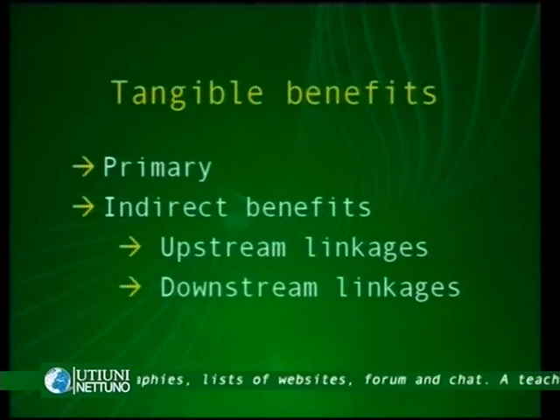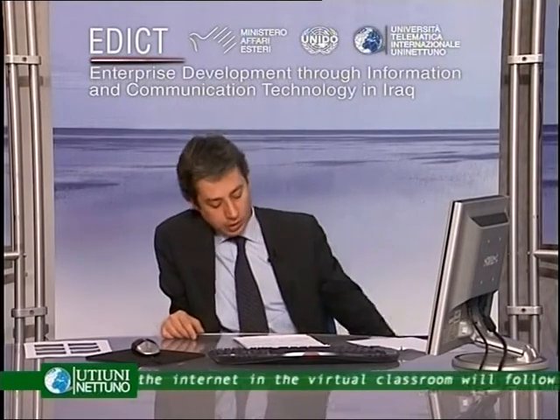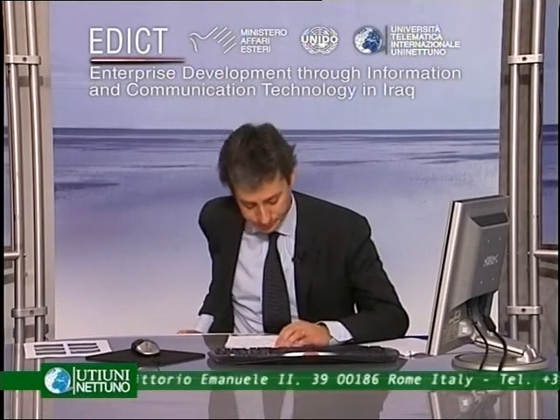Then there are indirect benefits that can take the form of upstream linkages and downstream linkages. In the case of upstream linkages, this means that the project has not only an impact in terms of the outputs directly generated by the products, but also on the supply of raw materials. So the fact that you're increasing the production of a given output will also increase the supply of the raw materials at the local level, the raw materials that are used by the producer for the generation of the outputs of interest.